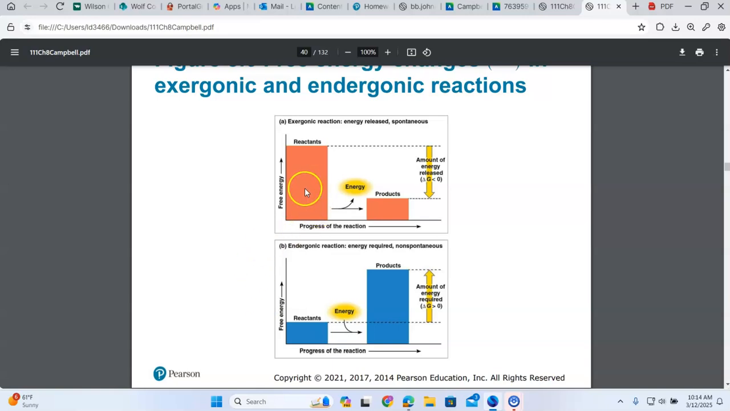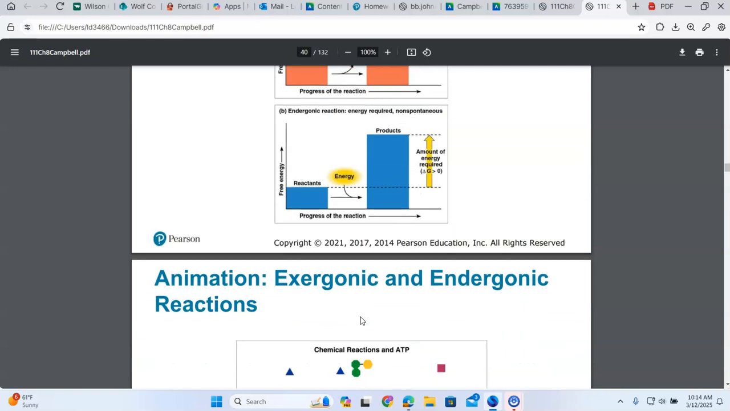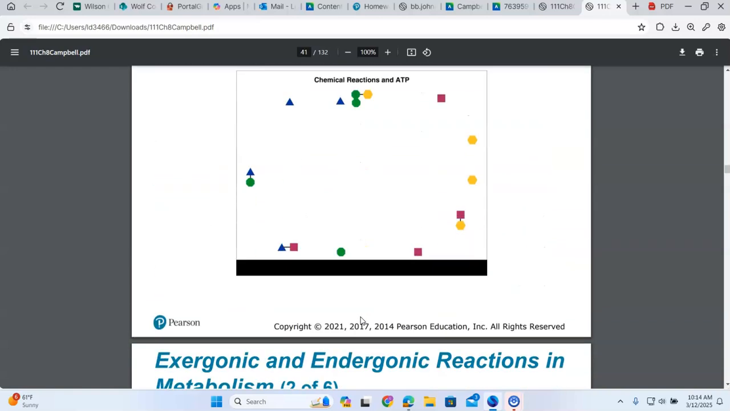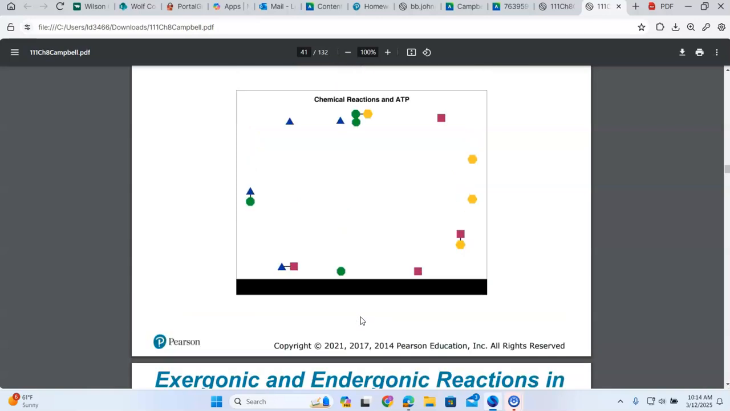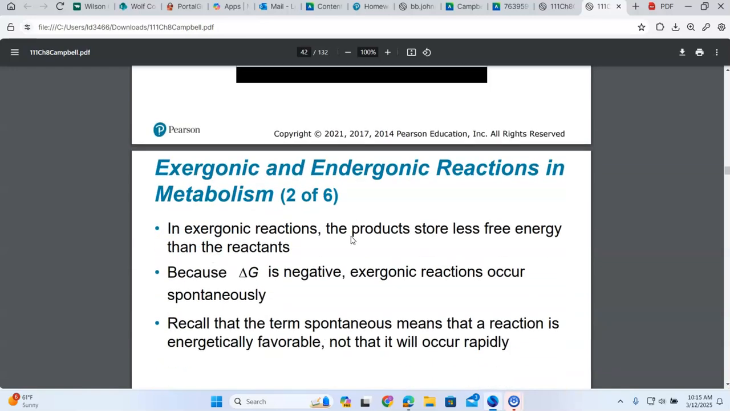And you can look here and see if it's an exergonic reaction, there's a lot of energy stored in the reactants. When they're broken down into the products, there's energy released. So that's exergonic. And endergonic, you have your reactants which absorb energy, and the final products have more energy stored in them because they're normally larger. So endergonic reactions require energy. And there is a video if you would like to watch it. This is slide number 41 on chemical reactions in ATP energy.